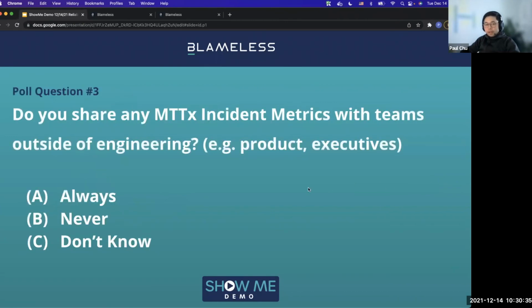And then I'll have the last question. Do you share any MTTx metrics with teams outside of engineering, e.g. product executives? While y'all are answering that, I will answer the question here.